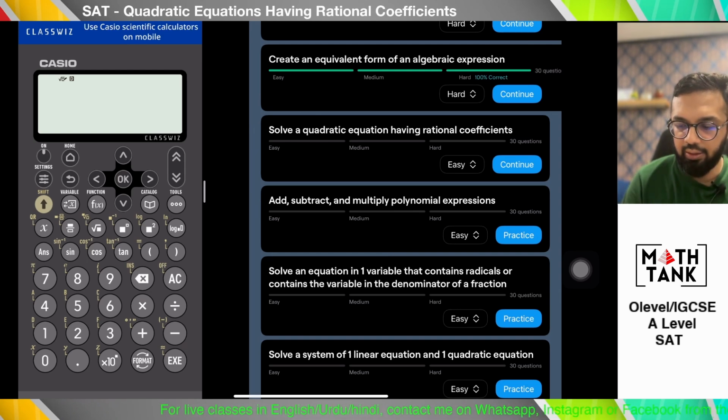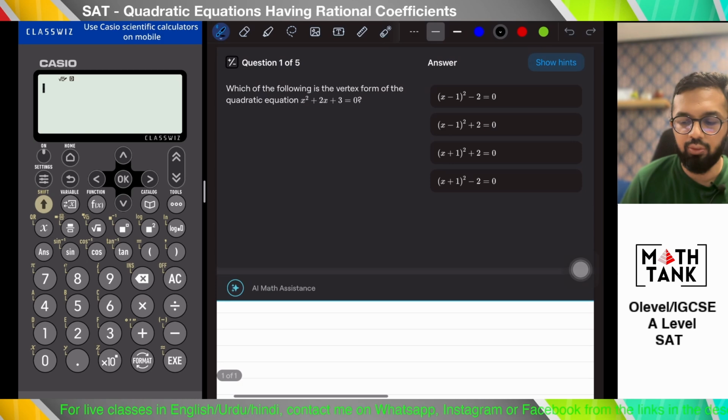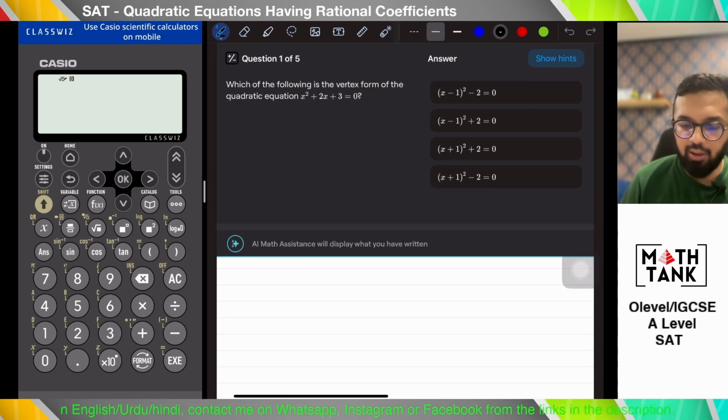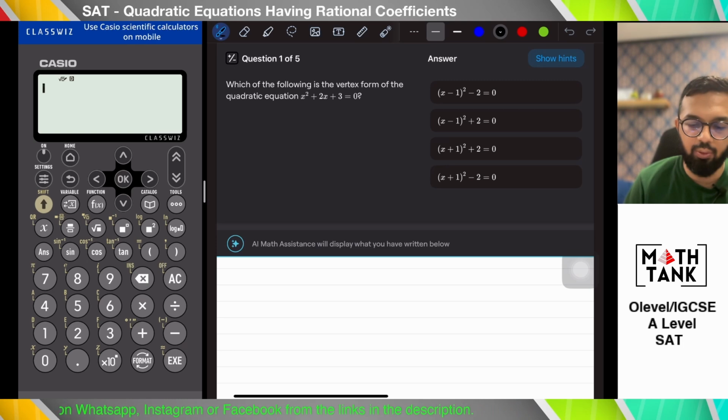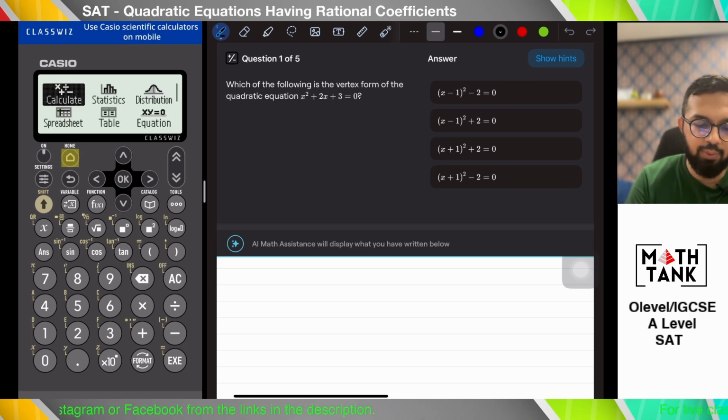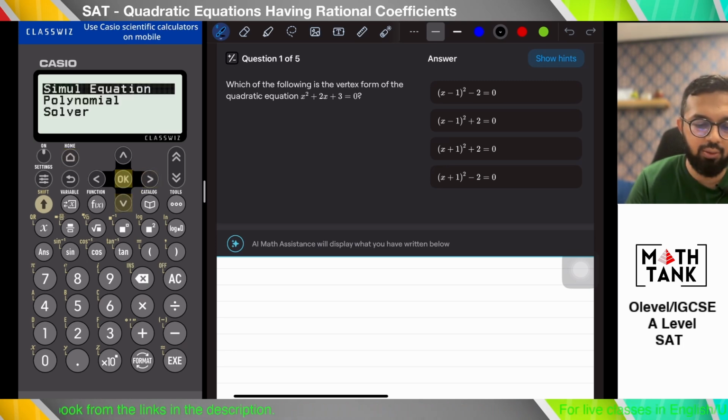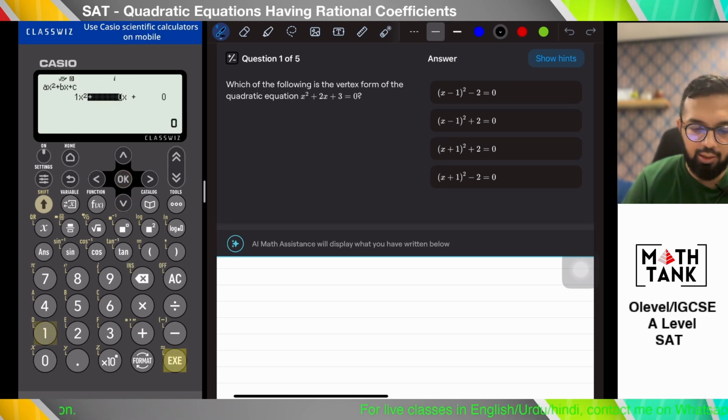Today's topic is solving quadratic equations with rational coefficients. Let's begin with the easy questions. The first one says, which of the following is the vertex form of the quadratic equation? So the vertex form is simple. I can just find out the vertex using my calculator. I don't need to do a lot. So let's just rely on that.